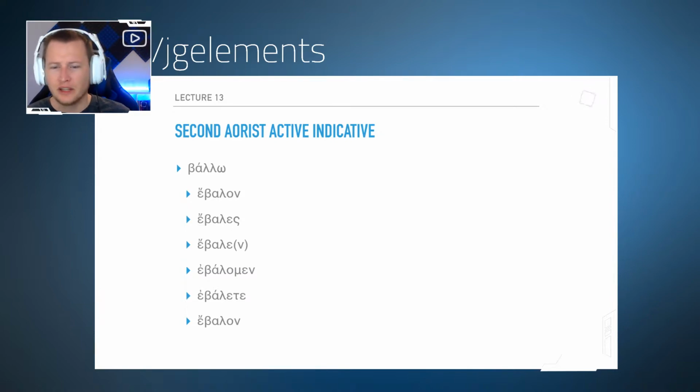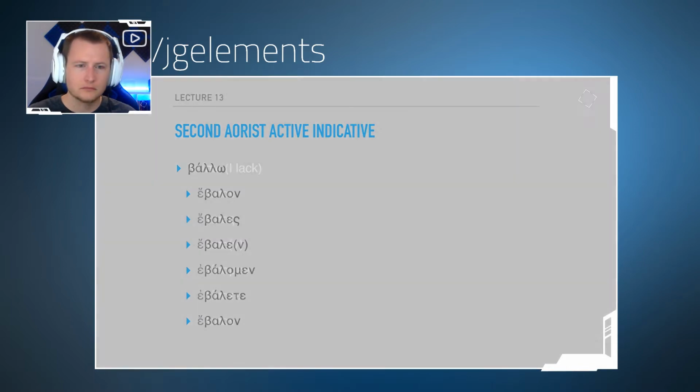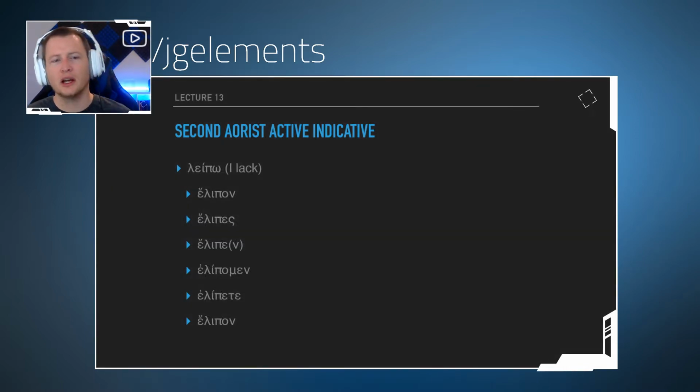Again, same thing as the imperfect. The first person singular and third person plural are identical, but context is key. Okay? Here's another one. Lipo means I lack. And you can see in the verbal root, it's just lambda iota pi. So it drops that initial epsilon. So you add your augment, add your connecting vowel, add your secondary active endings, and boom, you've got your second aorist.